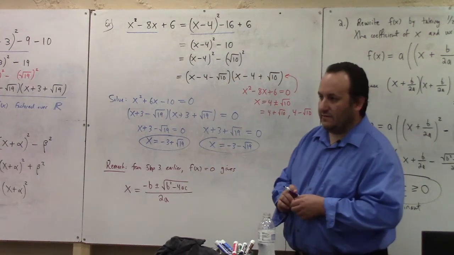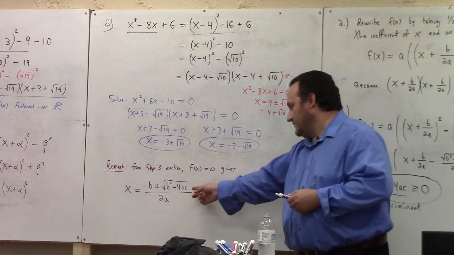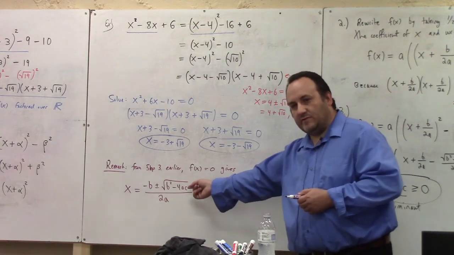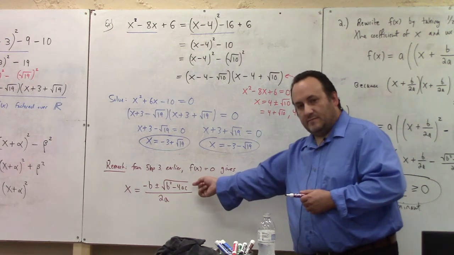This, of course, is the quadratic formula, which is going to give you a real answer provided that the input to the square root, which is called the discriminant, is non-negative.